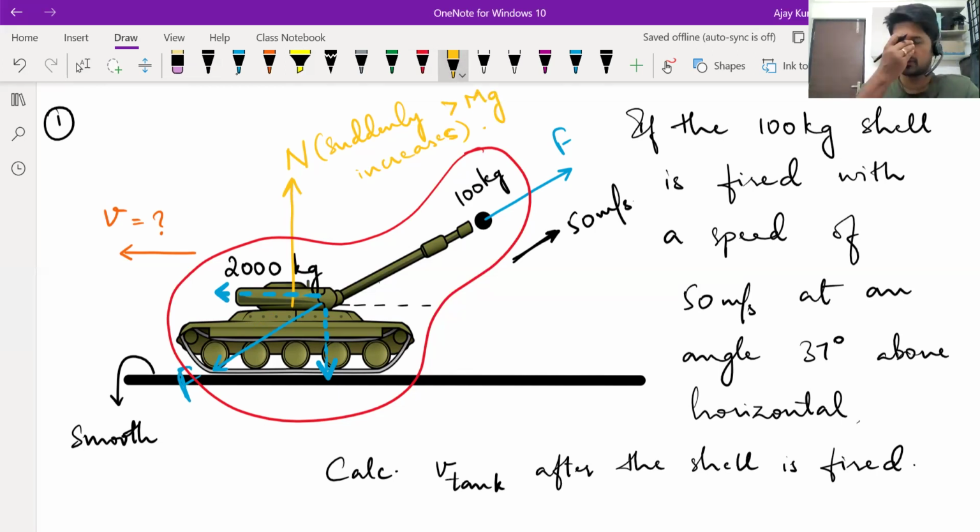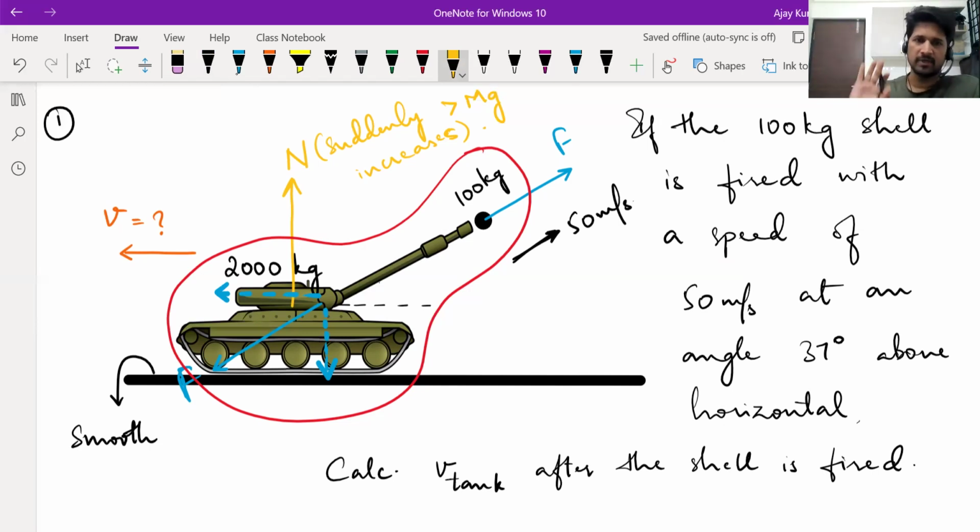And because normal force is more than weight, there is actually a net force in the vertical direction. So in the vertical direction, linear momentum is not conserved. But horizontally, there is no force from outside. There is no external force horizontally, which means the net horizontal force along the x-axis is 0. So you can do momentum conservation along the x-axis.